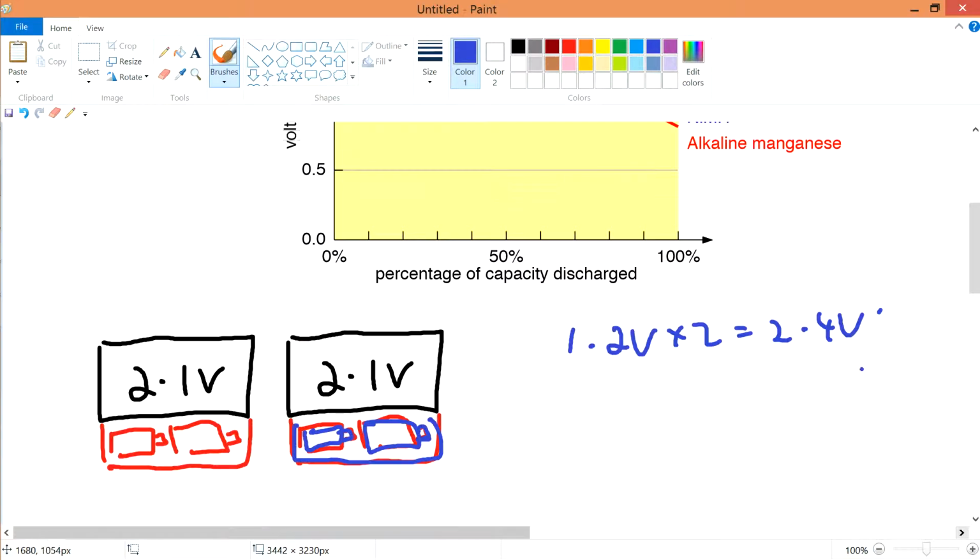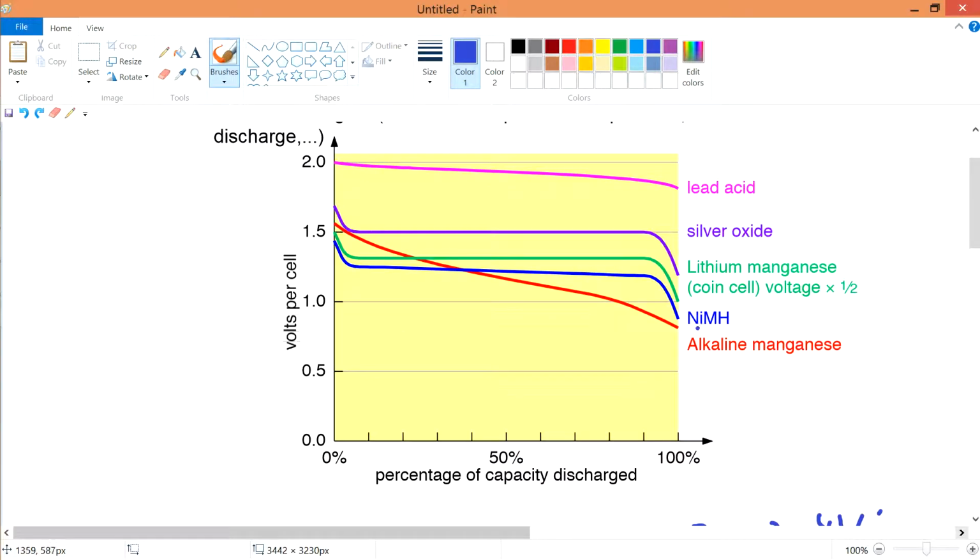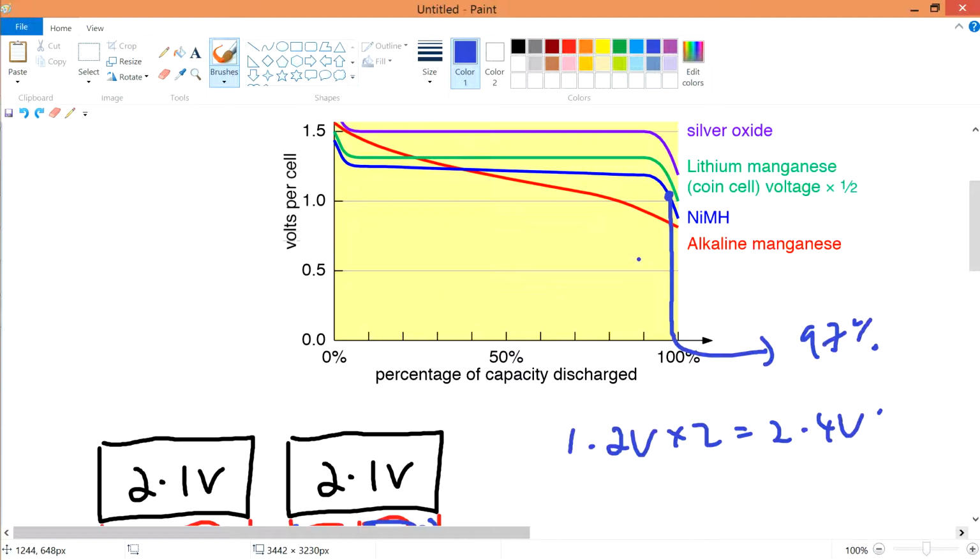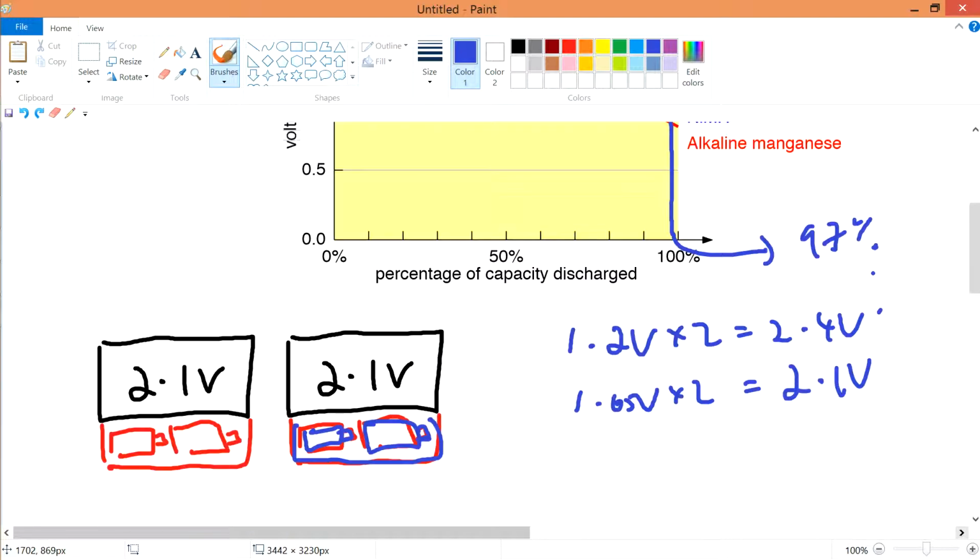So you can still power up your machine or your system quite well using a 2.4 volt, two-battery nickel metal hydride system. As you can see, at about 97%, sorry, at 95% to 97%, it is approximately 1.05 volt. 1.05 volt times 2 equals 2.1 volt. So at 97%, after you finish 97%, your battery actually reaches 2.1 volt, correct?